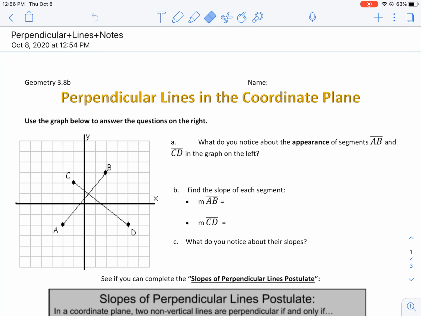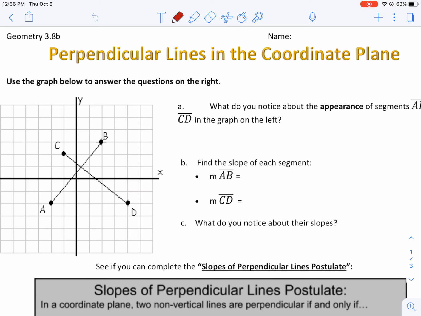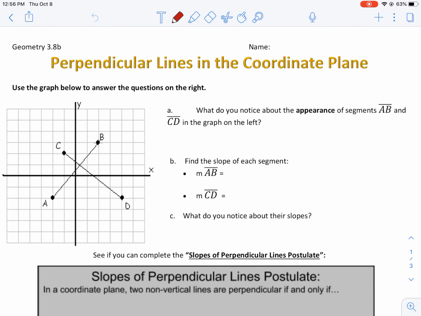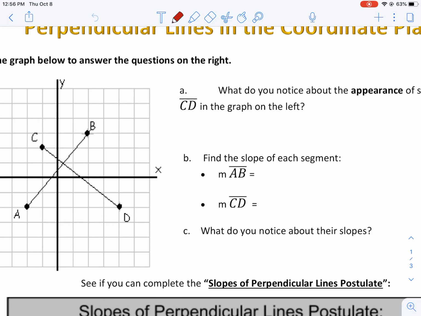We are going to be talking about perpendicular lines today. So yesterday we talked about parallel lines, all right? Today we're going to be talking about perpendicular lines. So we have some perpendicular lines right here. What do you notice about the appearance of segments AB and CD on the left? All right, they're perpendicular. This is going to be kind of like a try it, just like I had you guys do yesterday at the beginning of the video.